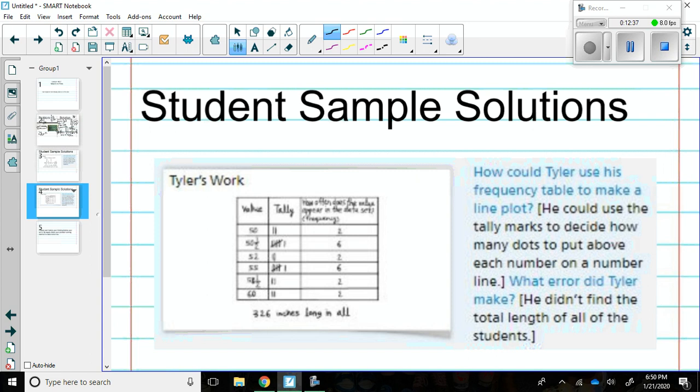Next, we had Tyler's work. Tyler did his differently. He did his in a frequency table. As you can see, first he wrote down each one of the measurements in this column, and then he used tally marks for students instead of using a line plot. He used tally marks to mark how many students were of each one of those measurements, and then he wrote the numerical total. Now, what error did he make? You can see here that he got 326 inches long total. What I'm thinking he did is that he added all the numbers right here in this column, but he wasn't considering the fact that there were several students who were the same heights that he didn't account for.